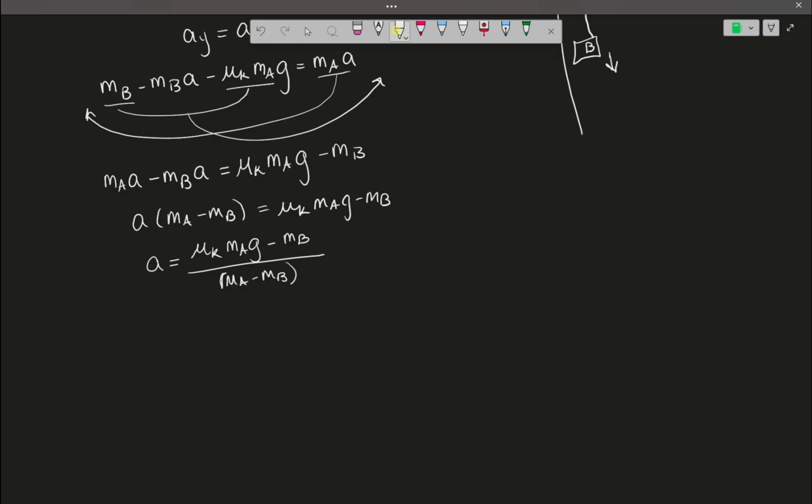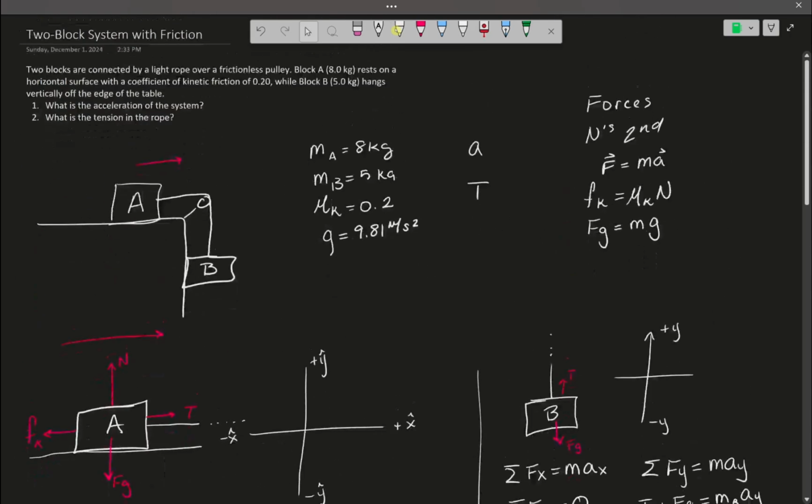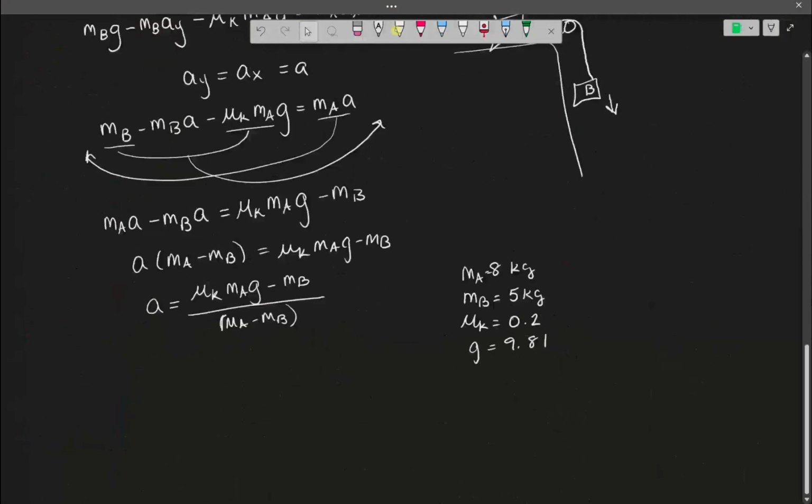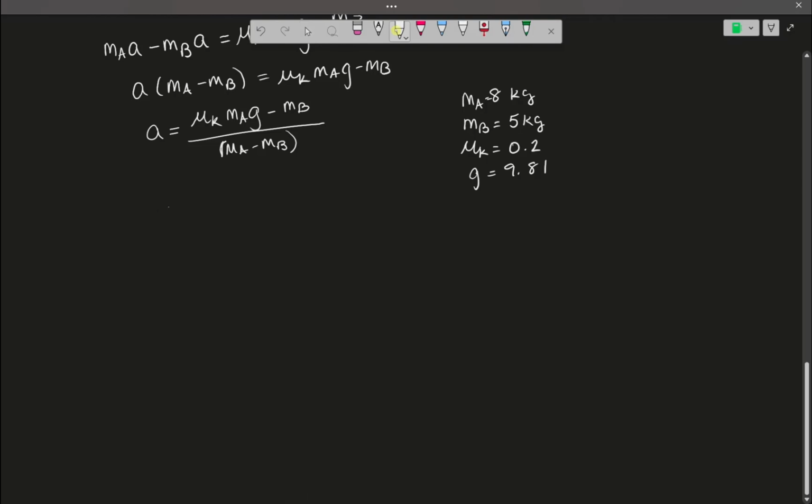And now I can plug in my information. So I had that the mass of block A was 8 kilograms, I think. The mass of block B, I think, was 5 kilograms. My coefficient of kinetic friction was 0.2. g is 9.81. I'm not sure, though. Let me check. 8.5. Yes, so now we can just plug this information in.